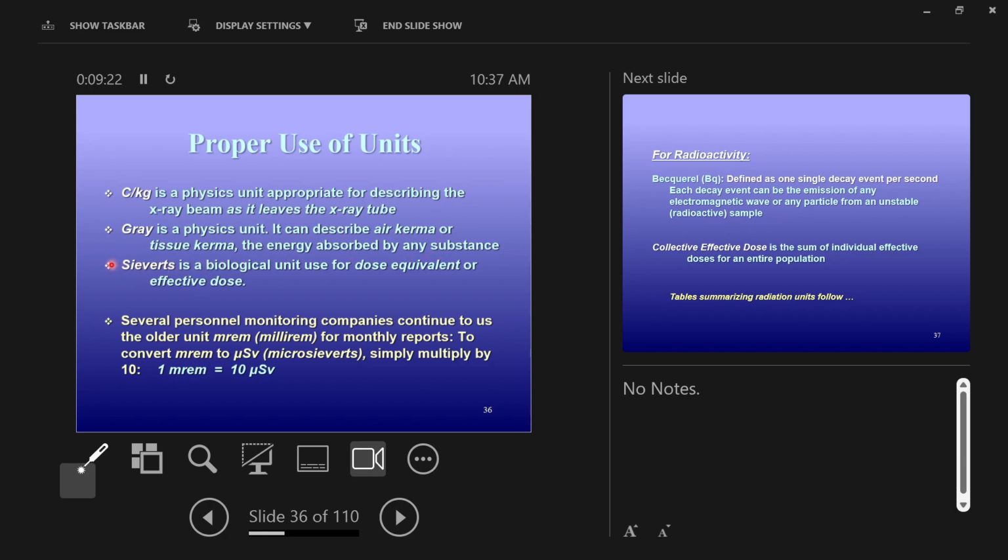Sievert is the unit of biologic harm. Right? We use the sievert for dose equivalent. And remember, dose equivalent takes into account the absorbed dose times the type of radiation. Effective dose takes into account absorbed dose multiplied by the body tissue. Now, you might still see, so let me focus on just the two, the gray and the sievert, for right now.